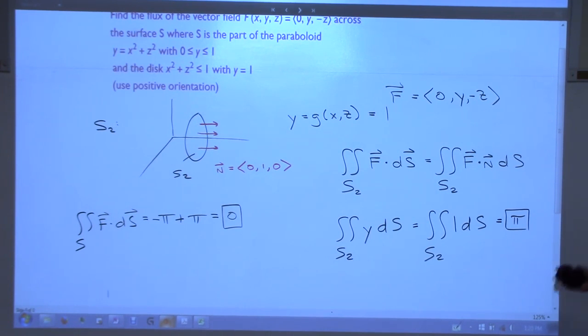We could check it, but seems like it would make sense that way. Yeah, that makes sense. Flux doesn't.